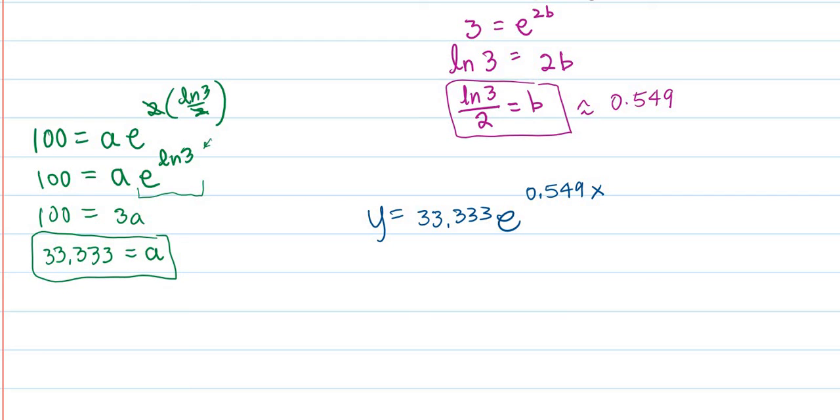Well, x represents days, so now we go to our CAS and we type in all of this stuff with x raised to the 5th power. And when you do that, you end up getting approximately 520 flies.